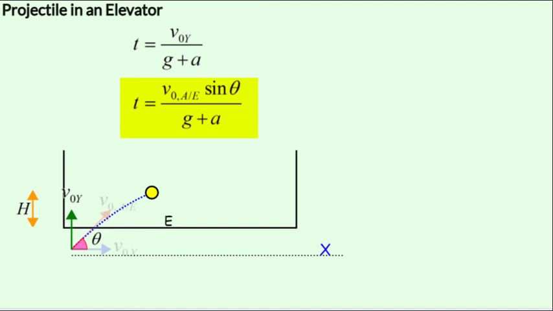So here again we find that the only change in comparison with a ball thrown vertically in an elevator is the sine theta component of velocity. Everything else remains the same.